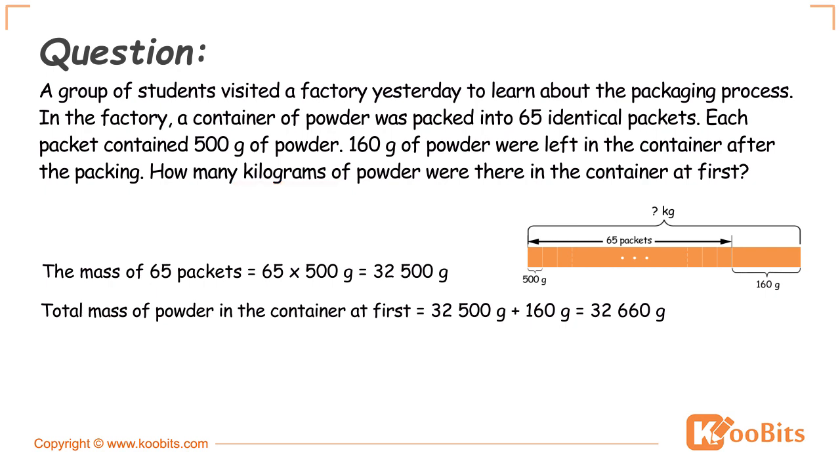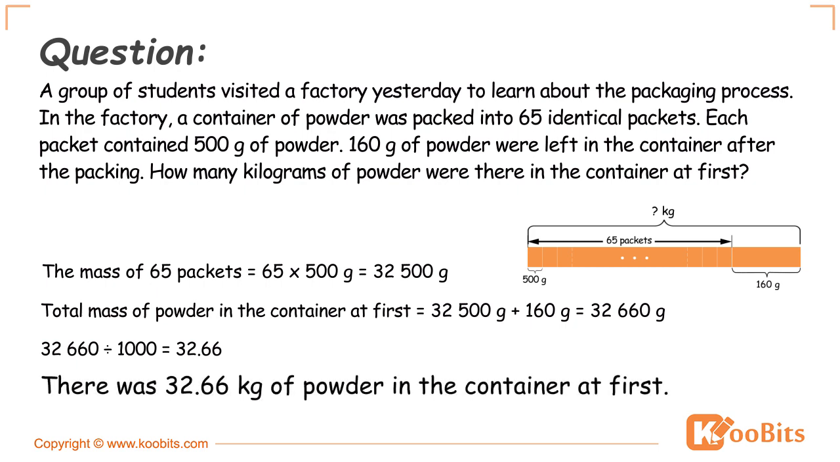To convert grams to kilograms, we divide the number by 1,000. 32,660 divided by 1,000 is equal to 32.66. Hence, there was 32.66 kilograms of powder in the container at first. Let's move on to check our answers and ensure they are correct.